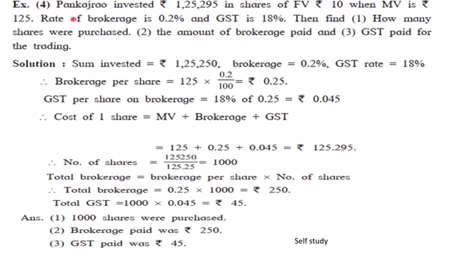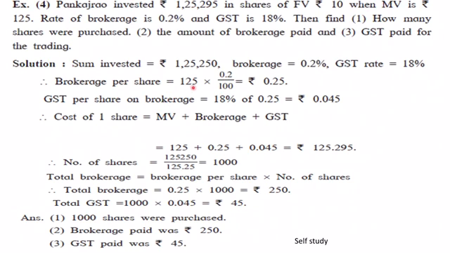We start with example 4. Pankaj Rao invested rupees 1,25,295 in shares of face value rupees 10 when market value is rupees 125. Rate of brokerage is 0.2% and GST is 18%. Then find how many shares were purchased, the amount of brokerage paid and GST paid for the trading. So the sum invested is 1,25,250 rupees. Brokerage 0.2%, rate of GST 18%. Brokerage per share, that we'll calculate first.